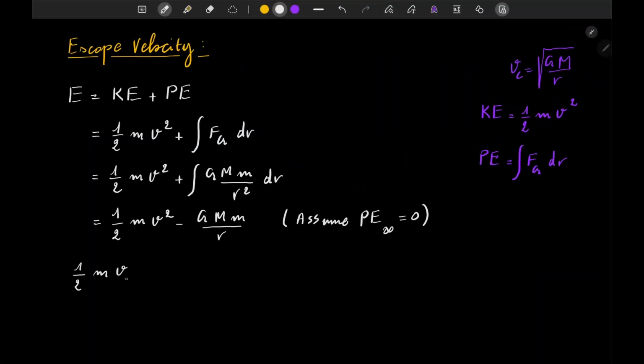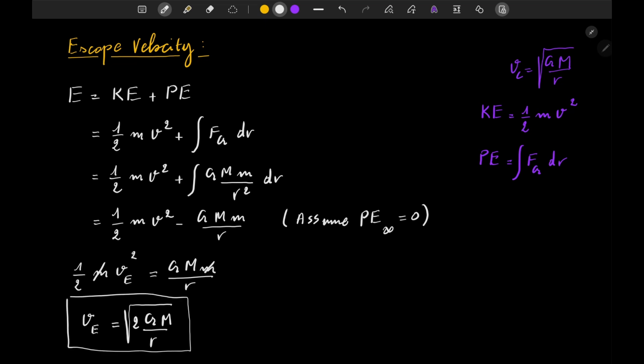Solving for v, we get the escape velocity, which equals the square root of 2 times the gravitational constant times the mass of the Sun over the distance r. Notice that the escape velocity is bigger than the circular velocity by a factor of square root of 2. Now, the question that poses itself is the following.